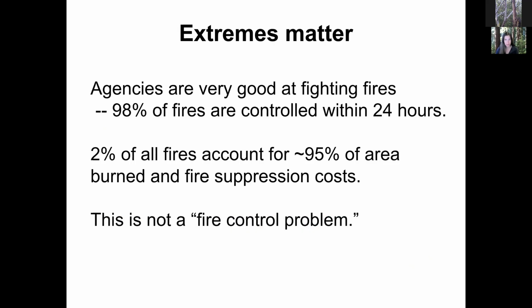And we have to remember that this is kind of on average, but the extreme years do matter. We know that our agencies are very good at fighting fires. They control most of them in a very short period of time, but we have to think about what happens under those extreme conditions. And 2% of the fires that burn under extreme conditions are burning over 95% of the area and resulting in really high suppression costs. So it's not necessarily a fire control problem, but a problem of increasing incidence of extreme burning conditions where we get really large and uncontrollable fires that are causing a lot of the issues for us.